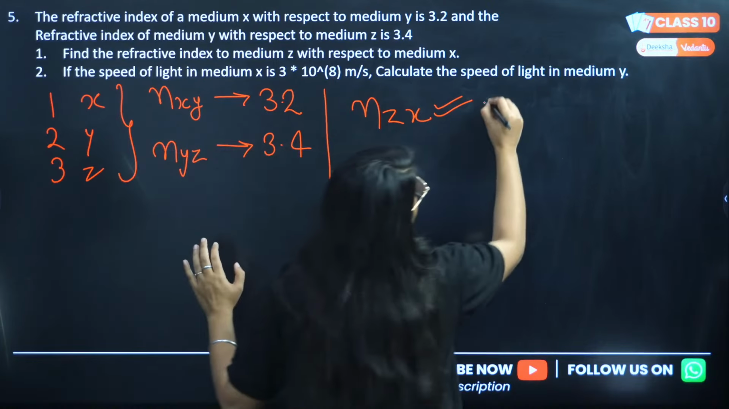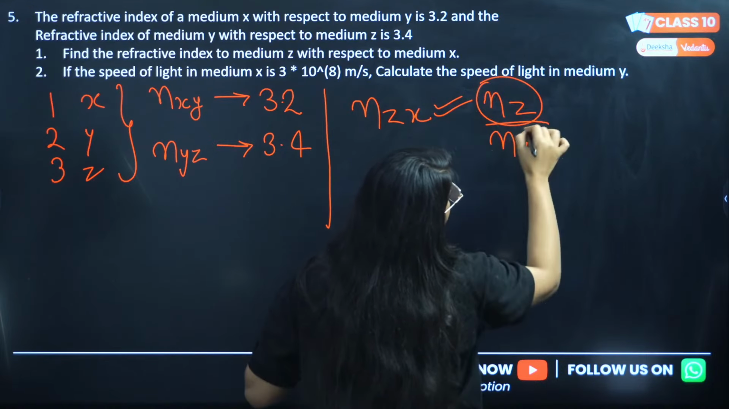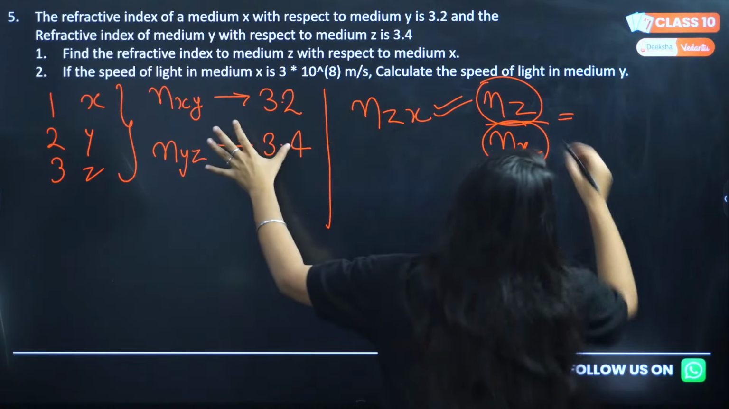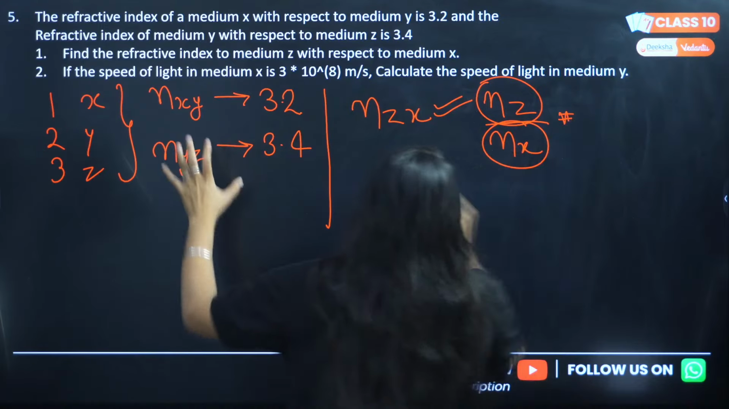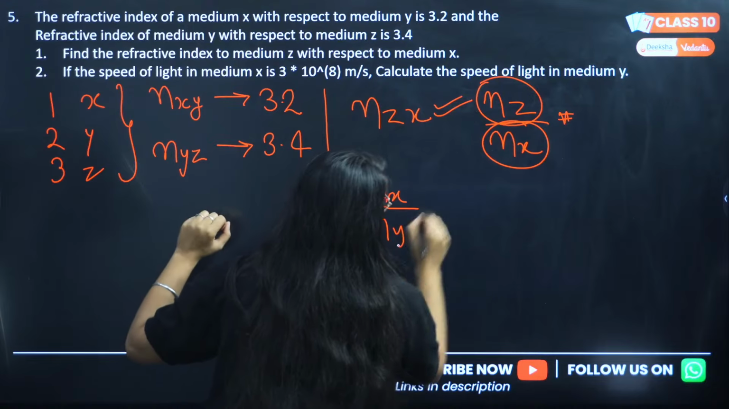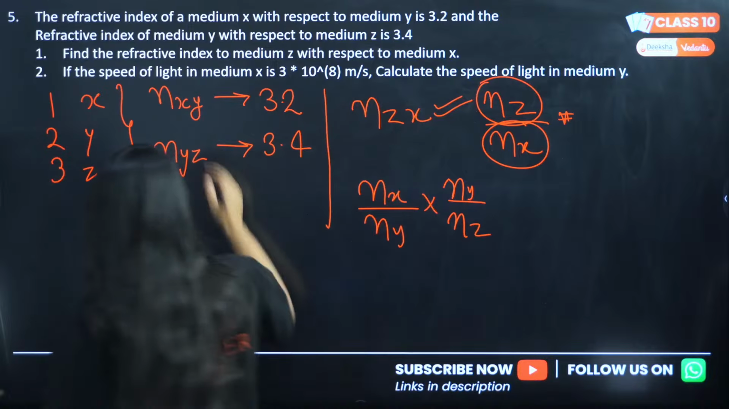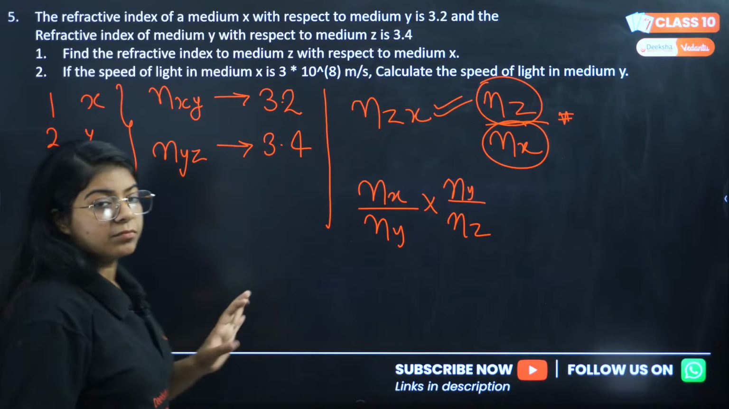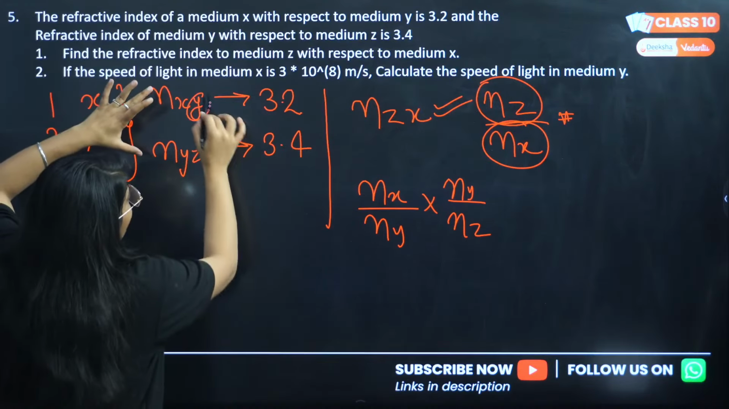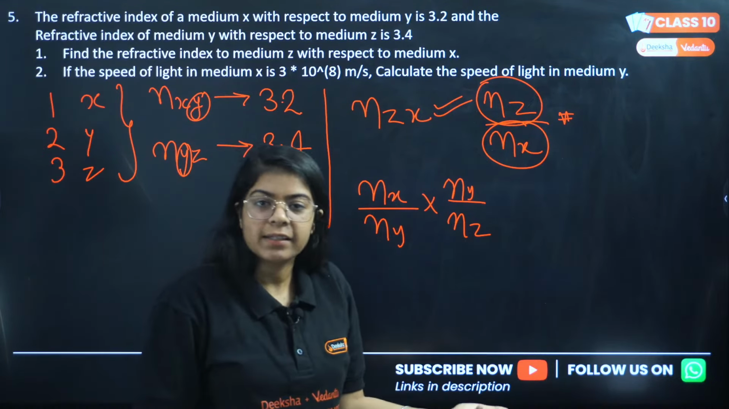For nZX, it will be nz divided by nx, that is refractive index of medium z with respect to x. Now, what can I do to solve this? Let me just multiply this and see what happens. Nx divided by ny into ny divided by nz. We need to cancel out y here, correct? Here y is in the denominator, here it is in the numerator, so we can just multiply these and it will get cancelled, correct?